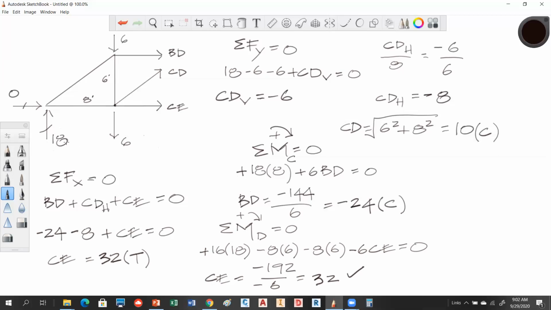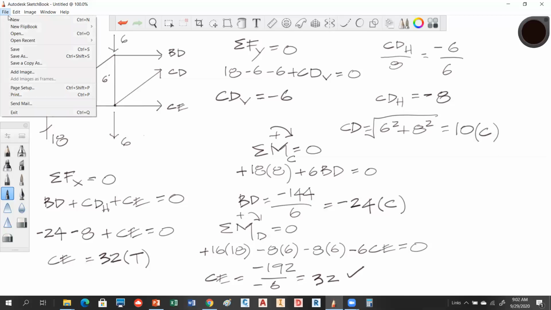I'm going to go and we're going to do another problem. Okay, and I'll show you some really cool things about sections, that you don't even need to solve reactions all the time. It just depends on how the truss looks. So give me a minute to draw one up. So I'm going to start a new image.